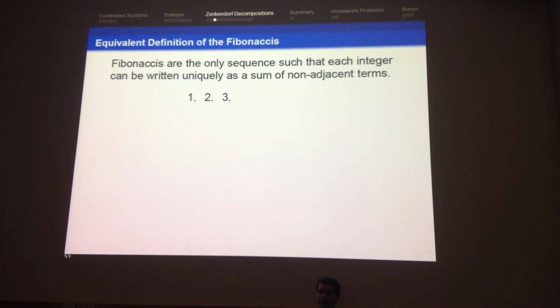Nope. I'm not allowed to use a number twice. I can use each number at most once. I can't use adjacent. I have to add 5. Can I add 6? Or can I get 6? Yeah, I can get 6 with 5 plus 1. What about 7? 5 plus 2. So the next one I have to add is 8, then 13. It turns out this is an equivalent definition of the Fibonacci numbers. They're the unique sequence that has this property. There's a lot of stuff you can do.